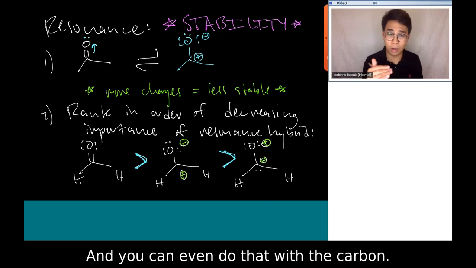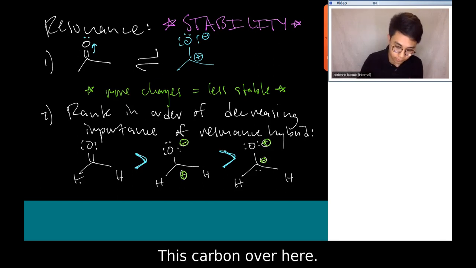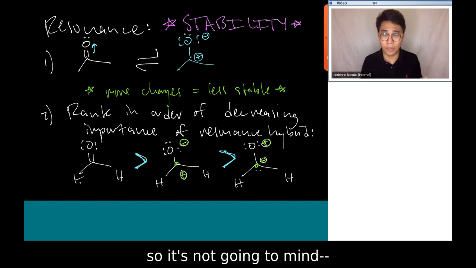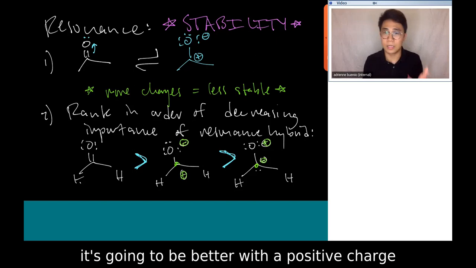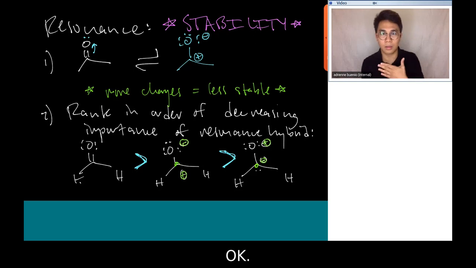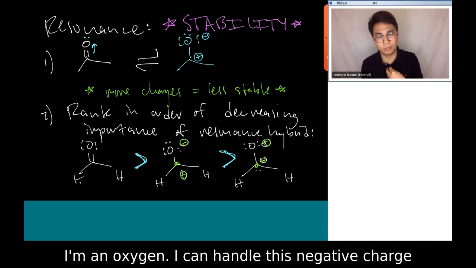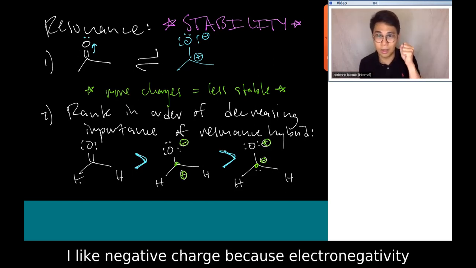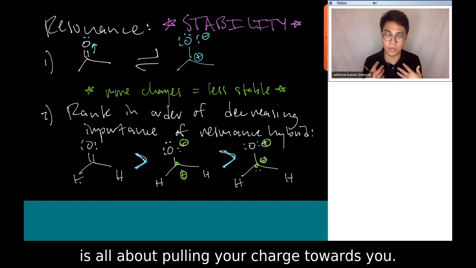And you can even do that with the carbon, right? This carbon over here is not very electronegative, so it's not going to mind. It's going to be better with the positive charge than with the negative charge. Think of it as, okay, I'm an oxygen, I can handle this negative charge because I'm electronegative. I can just take them, and I like negative charge because electronegativity is all about pulling your charge towards you, right?